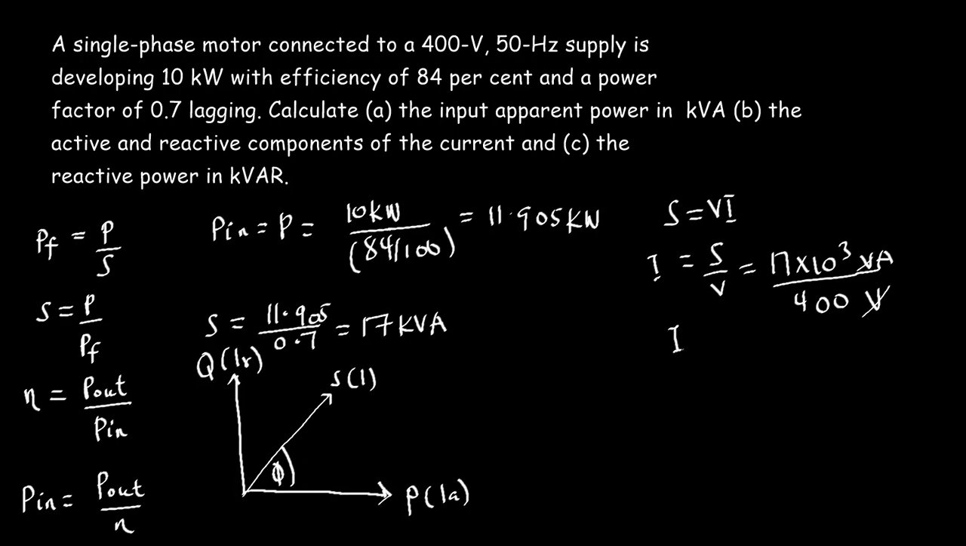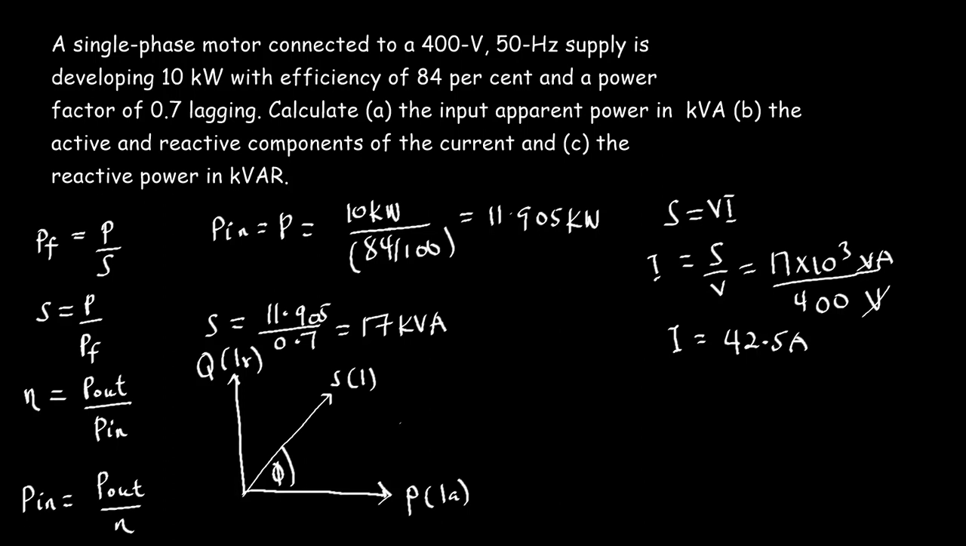So you're going to have the current equal to 17,000 divided by 400. This will give us a value of 42.5 amperes. This will be the total current in the circuit. Now that you know this current value, you can go ahead and find the active and the reactive component of this current.